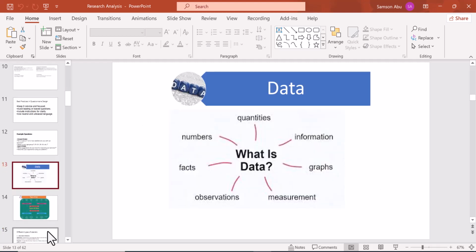Today we want to look at data itself. Because as a research analyst, you must be able to understand what type of data you have, which in turn will inform your decision on the type of statistical analysis to use. Data, in its simplest definition, can be looked at in terms of quantity, numbers, facts, observation, and measurement, and can be depicted in the form of graphs, and as information when processed.